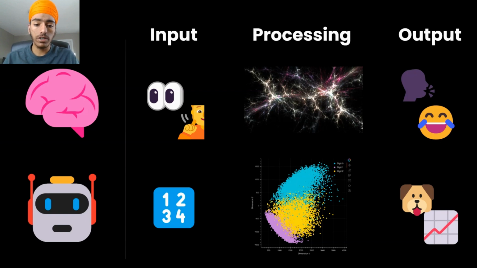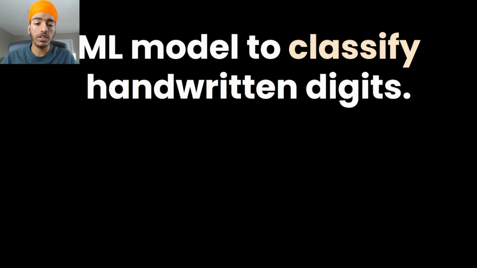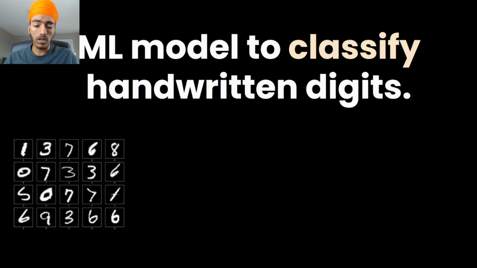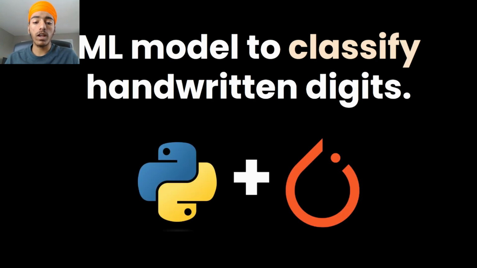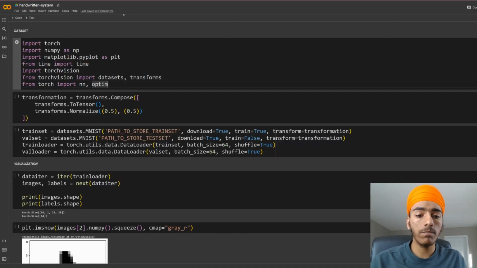I wanted to make a machine learning model to classify handwritten digits, which replicates the functions of the human brain. To do so, my plan was to train my model with a large set of handwritten digits, and for each individual digit, I use a neural network to determine patterns, and then I output a prediction from 0 to 9. I made this program using the Python language and the machine learning framework PyTorch. So here's all the code for the program.